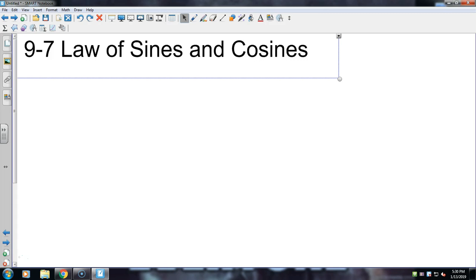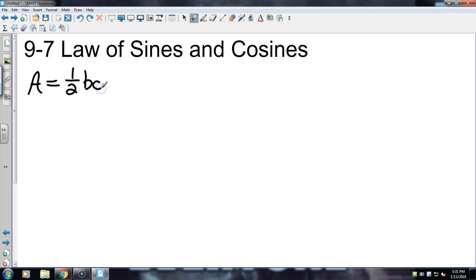Okay, so let's go ahead and take a look at the area of a triangle. Again, in this case, it just depends on what they give you. We'll see that in just a second. The first one is going to be 1/2 BC sine A. Remember that capital letters are the angles and the lowercase letters are the sides. The second one is going to be 1/2 AC sine of B.